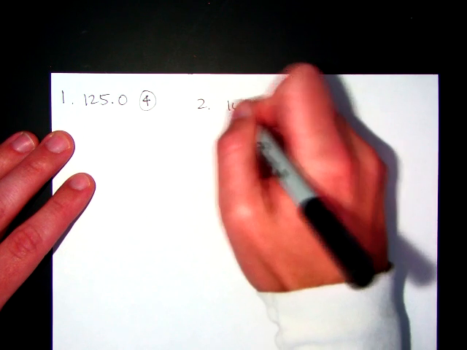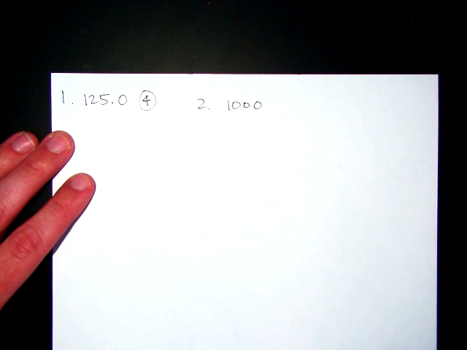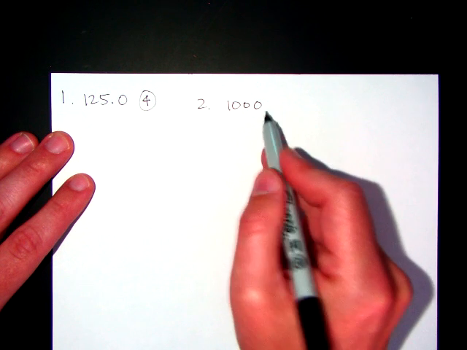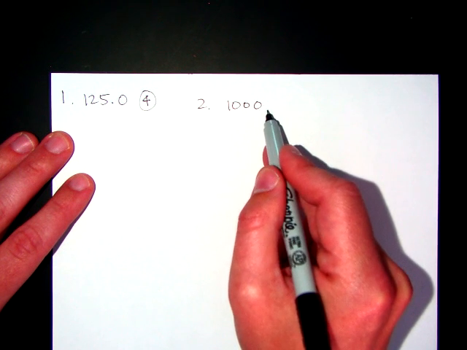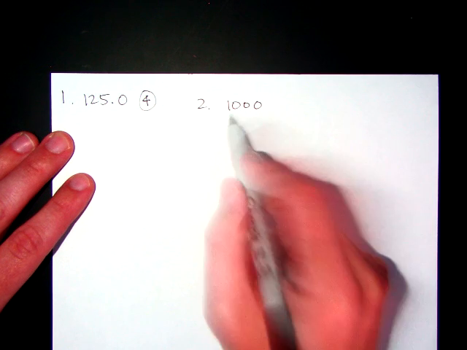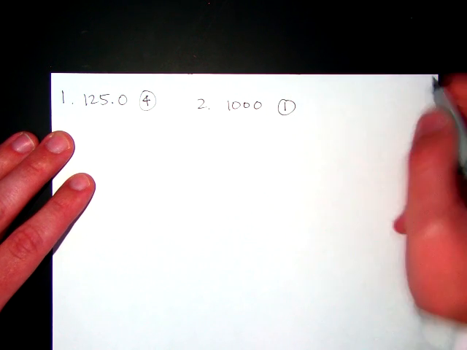A number like 1,000 without a decimal point, that only has 1 significant figure because these are all zeros. They're not smushed in between any other numbers, and there's no decimal point there. So the only significant digit is the 1 there. So that's 1 sig fig.